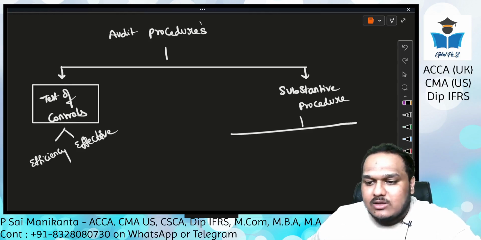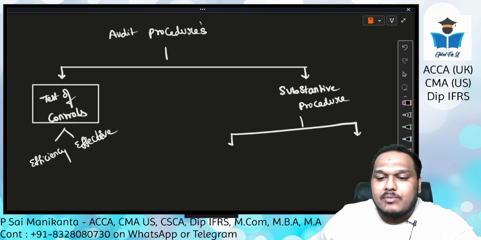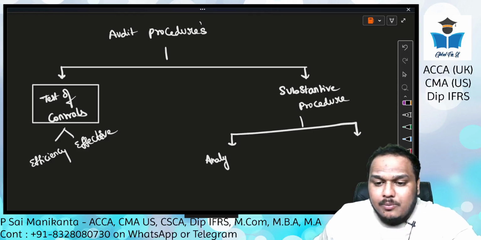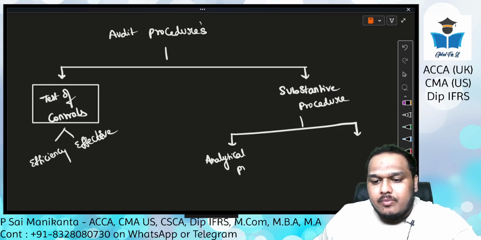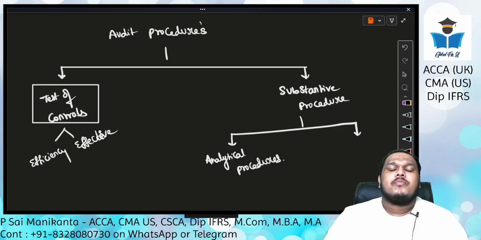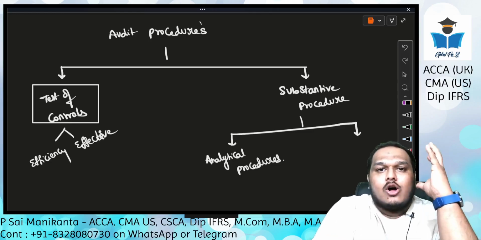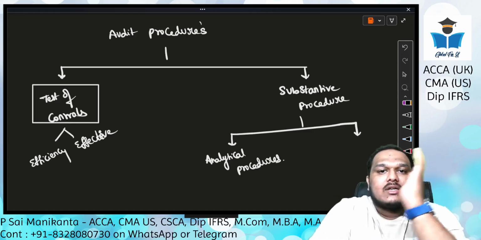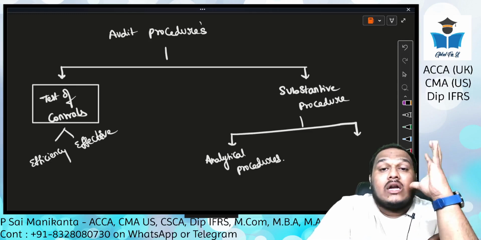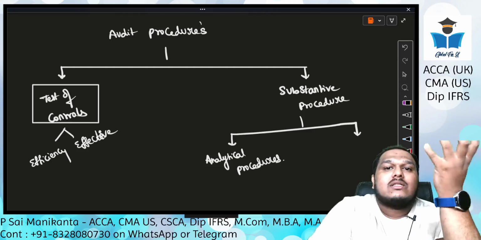So in this, first what we do is we do something called as analytical procedures. What are analytical procedures? Analytical means numbers. So you first look at all the numbers in the P&L. Let's say last year versus current year. So are there any unreasonable changes in the numbers in the financial statements?